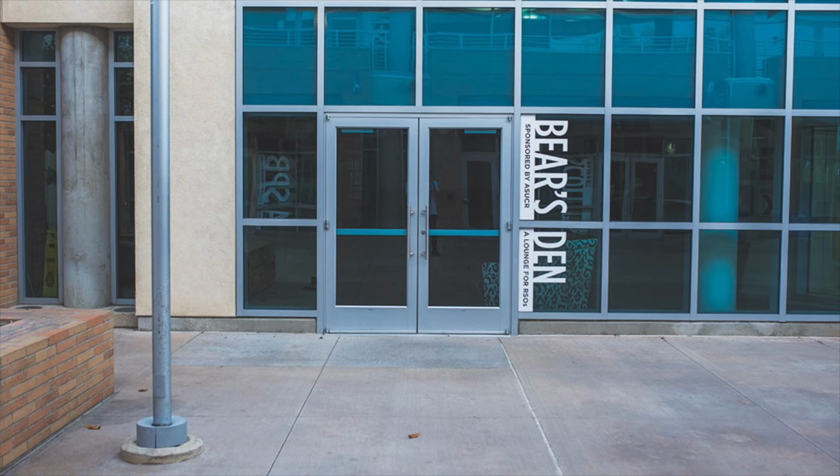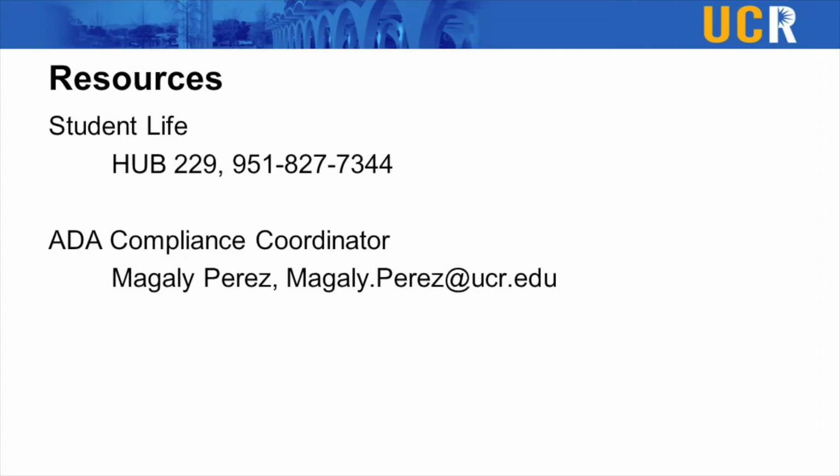If you'd like to chat about what you can do or what resources are available to help you, here are some resources you might be interested in. Student organizations can start with Student Life and their dedicated advisor, especially if you need assistance paying for some of these universal design elements. Our office is on the second floor of the Hub, room 229, and we're open 8 to 5 every weekday. For departments on campus, our ADA Compliance Coordinator Magaly can be contacted via email at magaly.perez@ucr.edu.